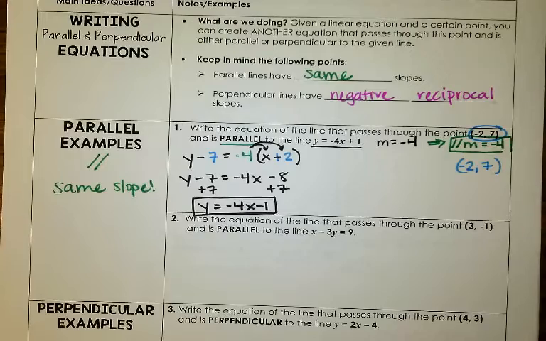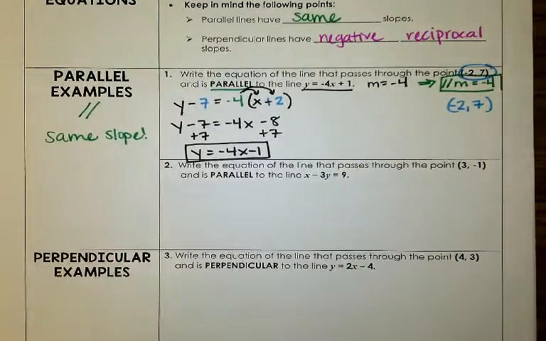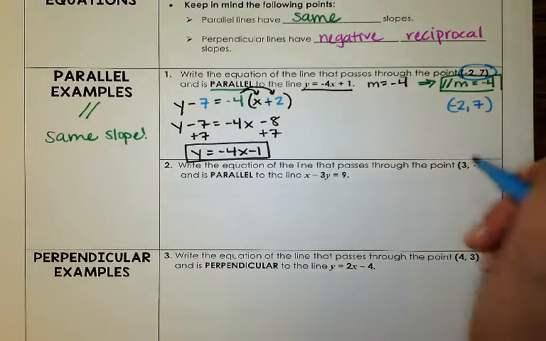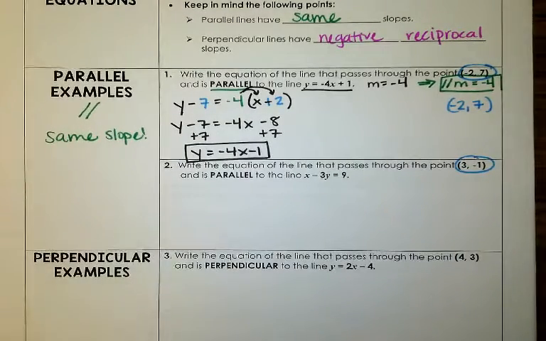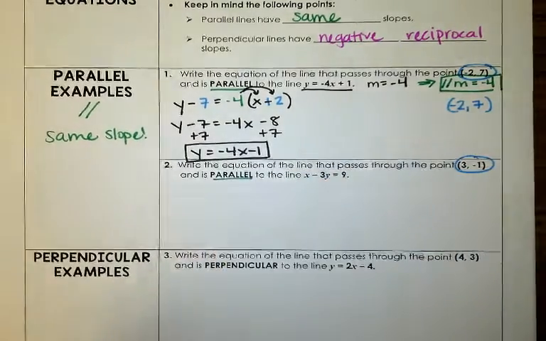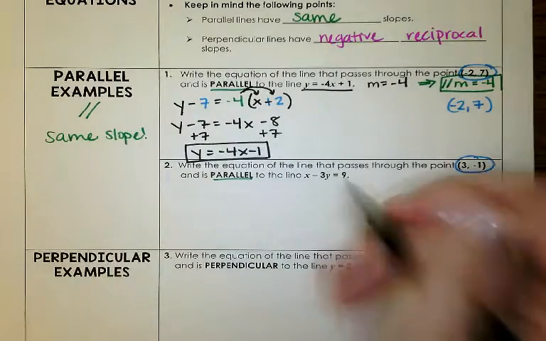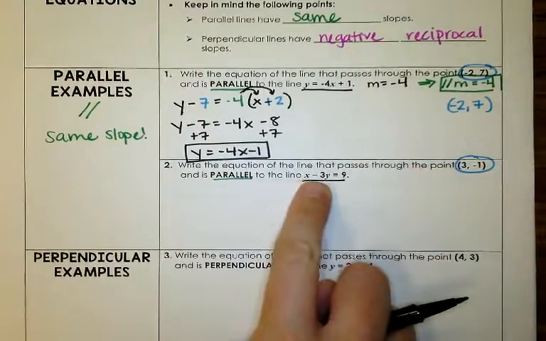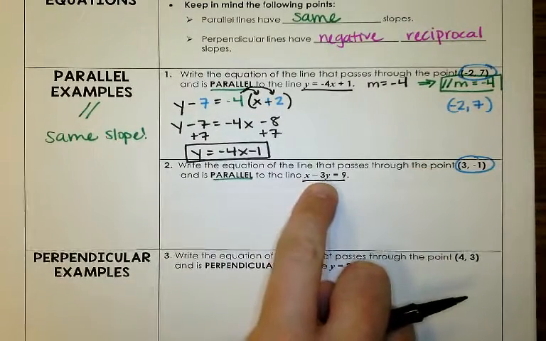All right, so write the equation of this line that passes through this point. We're given a point, and we want it to be parallel to this line right here. So the problem is, do we have the slope from this line? No. So we have to turn it into slope-intercept form to find what the slope of our original line is.